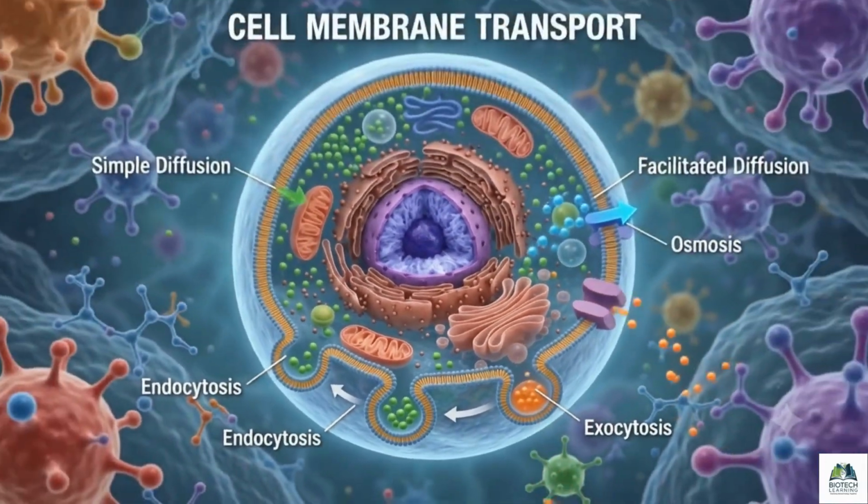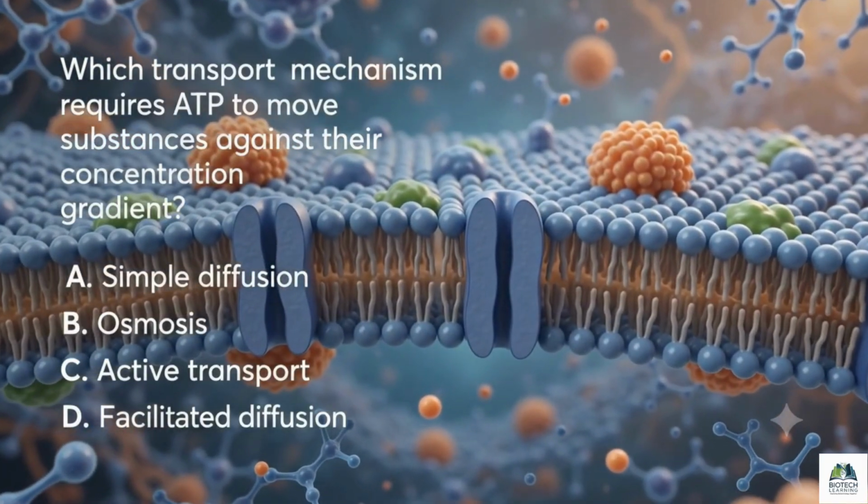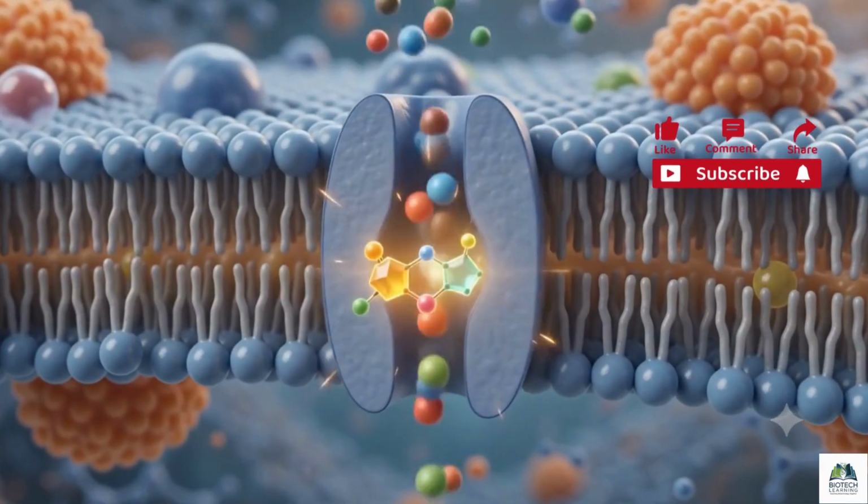Endocytosis brings material in. Quick question. Which transport mechanism requires ATP to move substances against their concentration gradient? The answer is C, active transport.